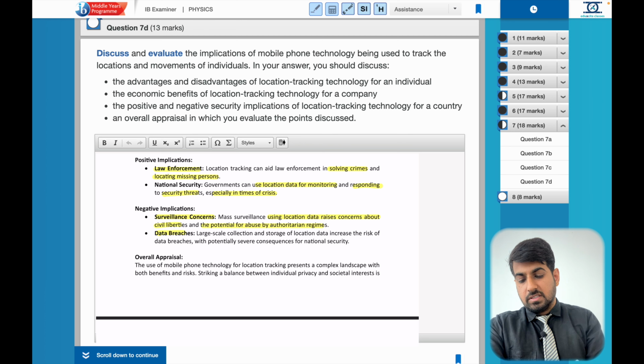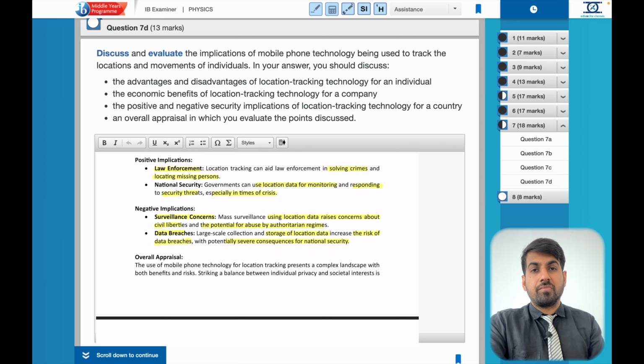Data breaches, this is one of the major popular concerns nowadays. The storage of location data increases the risk of data breaches, with potentially severe consequences for national security. Those data can be used for monitoring, or you can say changing the elections in the country. During election time, it plays a very critical role. So these are some of the negative implications.